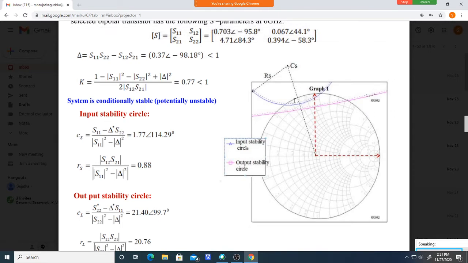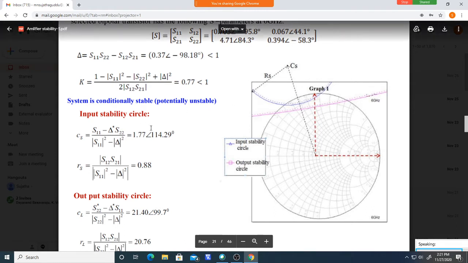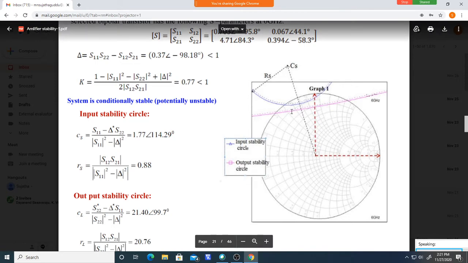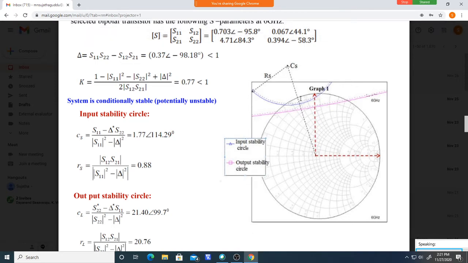Okay, so from the input stability circle, what we can come to know, you see here, this is a part of the stability circle over the Smith chart. But this stability circle is not enclosing the center of the Smith chart. It is inside but does not enclose the center of the Smith chart. So this part, see here, the stability circle is overlapping here.